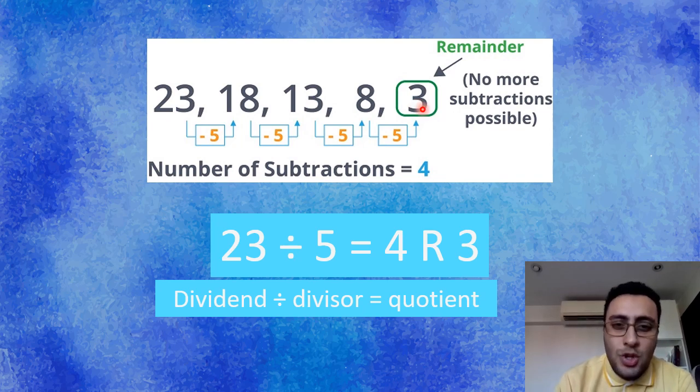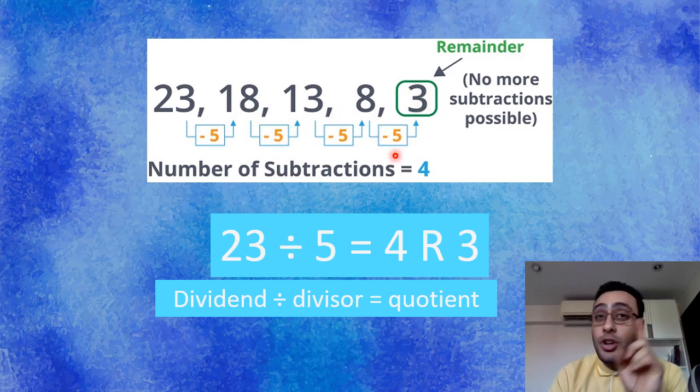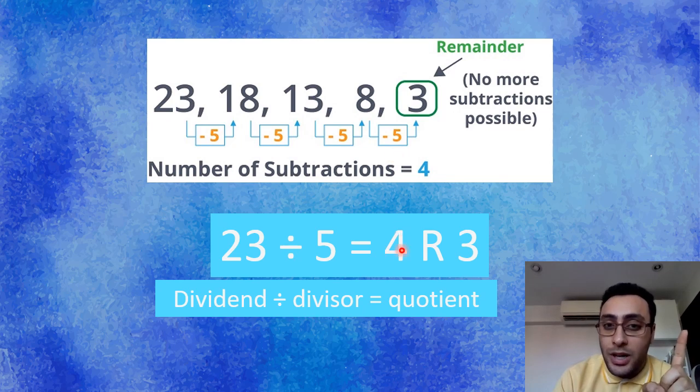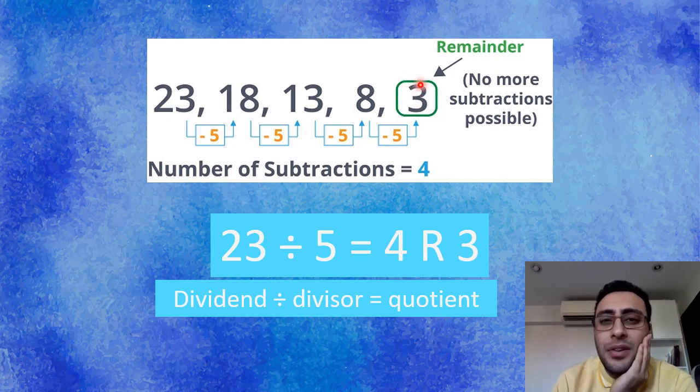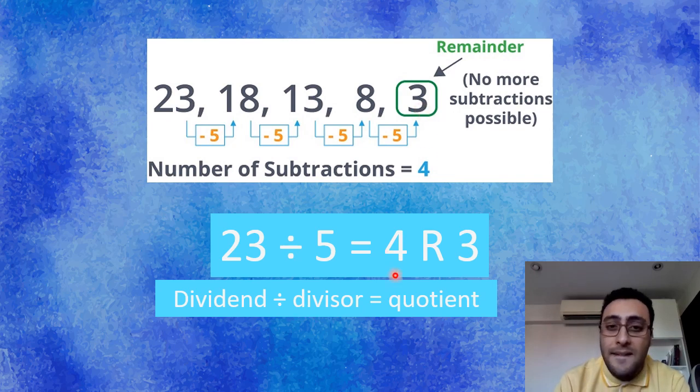You can't. So how many times do you do minus 5? 1, 2, 3, 4. So the quotient is 4. How many left? 3. So 3 is our remainder. So the answer is 4 as our quotient and 3 as our remainder. So one more time, 23 divided by 5 equals 4 R3. Or we can say 4 with the remainder of 3.